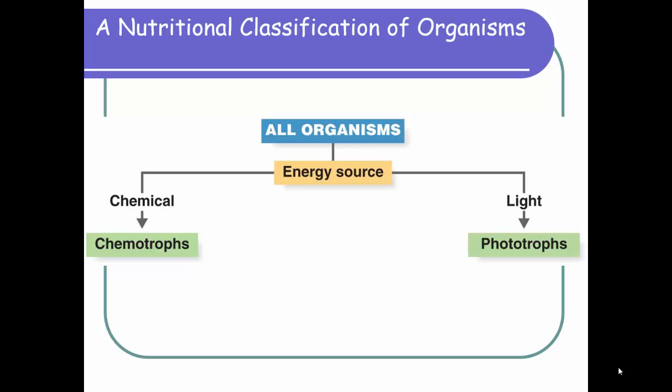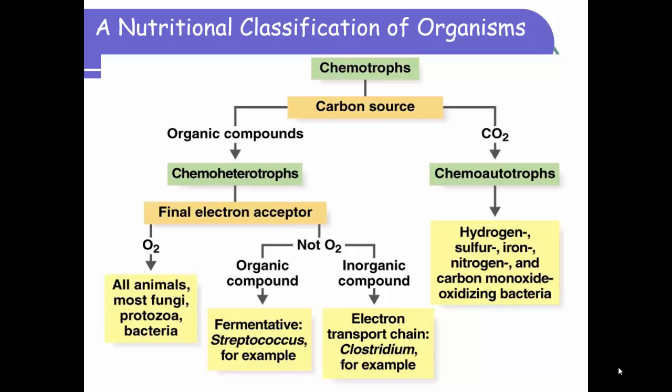We can use the energy source to classify organisms from a nutritional standpoint. All organisms then are either chemotrophs that use chemicals for their energy source, or phototrophs. Which one are we? The chemotrophs then will be divided by what the carbon source is. If you use organic compounds such as carbohydrates, lipids, proteins, you're a chemoheterotroph, and your final electron acceptor at the end of the electron transport chain is either oxygen, not oxygen, or an organic compound.